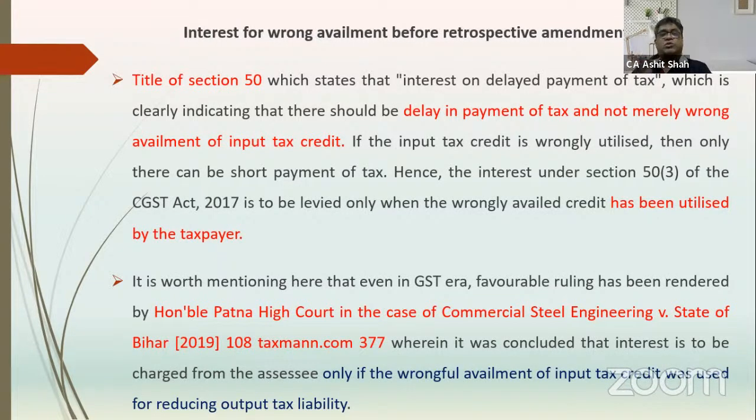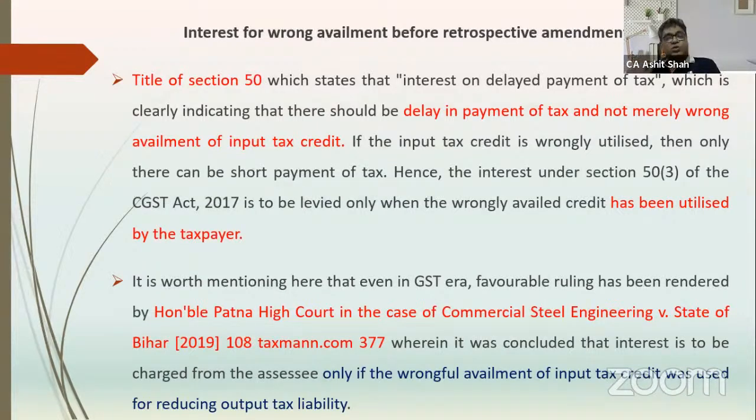This has been upheld by the Punjab High Court in the case of Steel Engineering versus State of Bihar, wherein it was concluded that interest has to be charged only if the wrongful availment of input tax credit was used for reducing the output tax liability. That means if you have utilized it. Because of this judgment, they have amended section 50 subsection 3 and upheld that the interest would be liable only if you have wrongly availed and utilized.